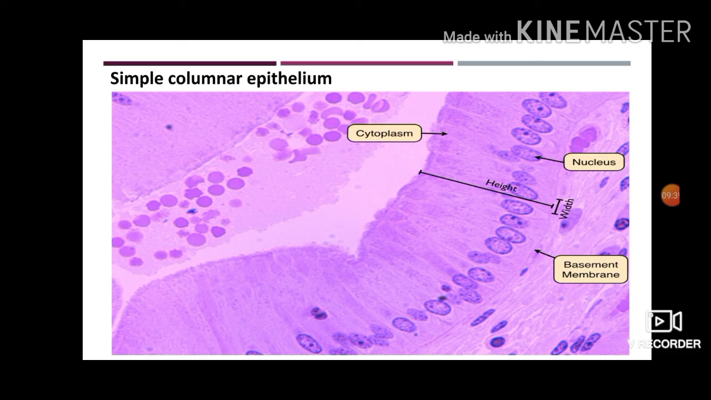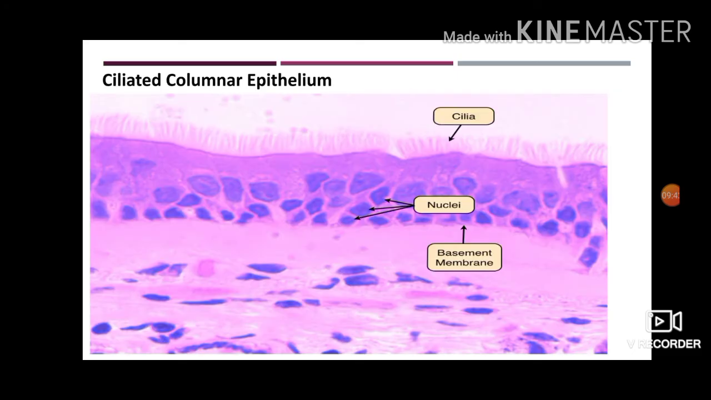Okay, now we are moving to our next slide, that is ciliated columnar epithelium. Ciliated means having cilia present on it. You can easily see this in this image. These are all real images which we can see under the microscope, dear students. So please look at that.